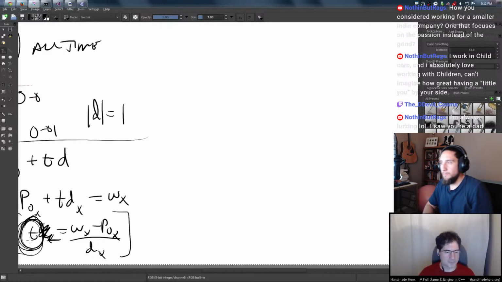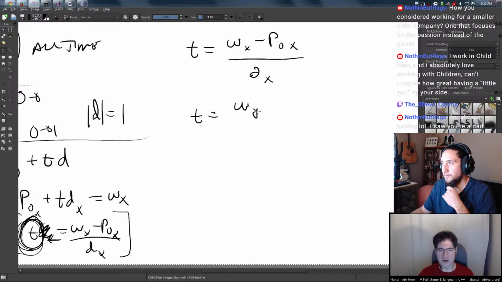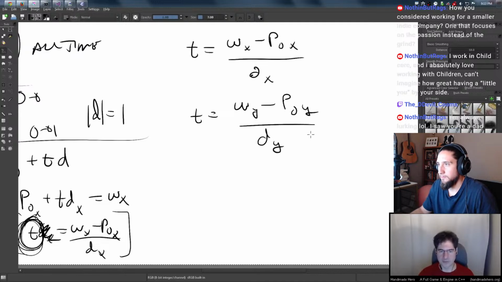All right. So this is the equation. The t equals wx minus p0x over dx, right? That's the equation that we would use to solve for an x wall. And similarly, if we want to solve for a y wall, we would say the same thing, but in y. So that's how we solve for vertical or horizontal walls.